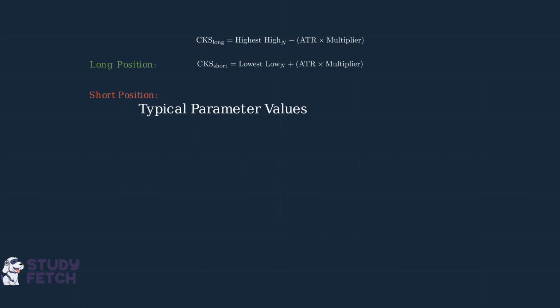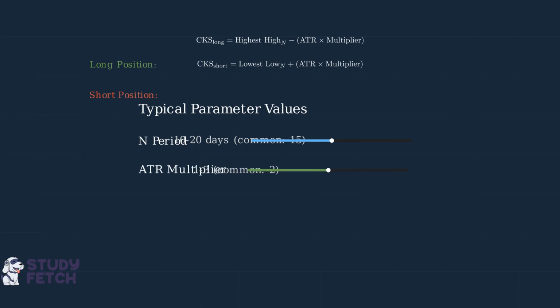Now let's examine the typical parameter values used in the Chande Kroll Stop indicator. The N period typically ranges from 10 to 20 days, with 15 being a common default setting. The ATR multiplier usually falls between 1 and 3. Lower values create tighter stops, while higher values place stops further from price action. The ATR itself is typically calculated over 10 to 14 periods, with 14 being the standard setting to capture recent market volatility.